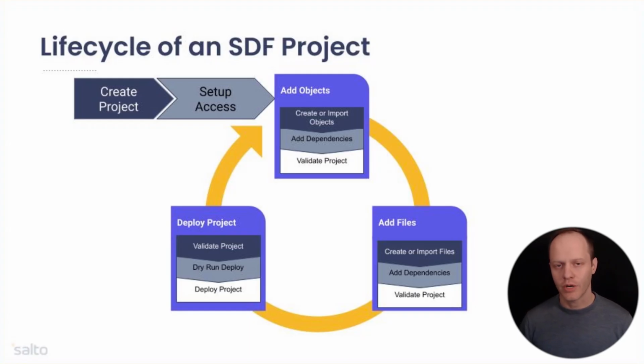Initially, we create the project, then we set it up with access to its appropriate NetSuite accounts, and we typically only do those once per project. Thereafter, the project settles into its ongoing lifecycle. We'll periodically add objects to it, we'll add files to it, we'll change code, change objects, then we'll validate those changes and deploy those changes to our account, and then we repeat the cycle.